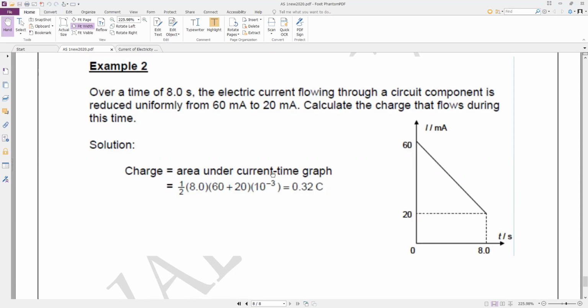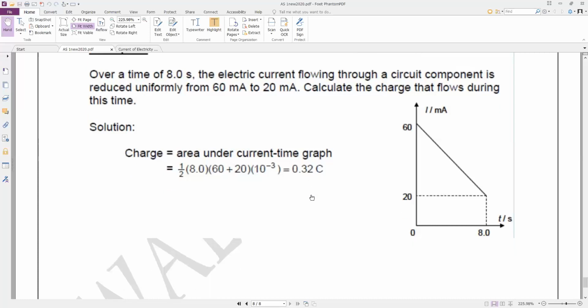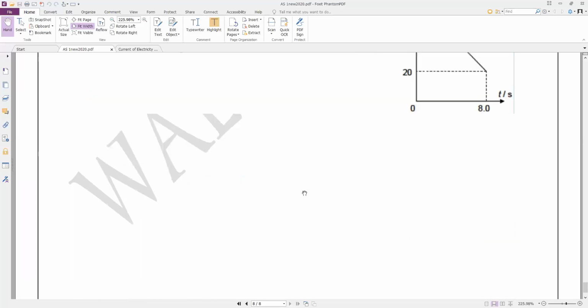Okay, the area under the current-time graph. How to calculate the area under the current? Because it is reduced, we can write half. What is the base? The base is 8 multiplied by 60 plus 20, because starting from 60 and ending at 20, so not subtraction, we add. Then multiplied by 10 power minus 3. So the answer is 0.32 coulomb.